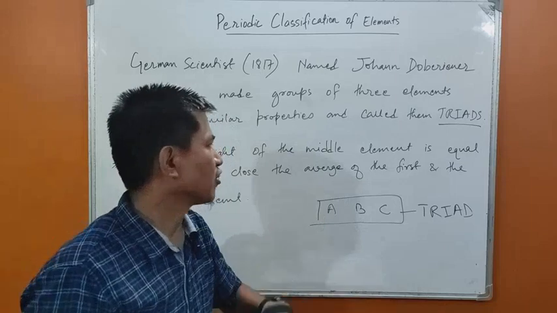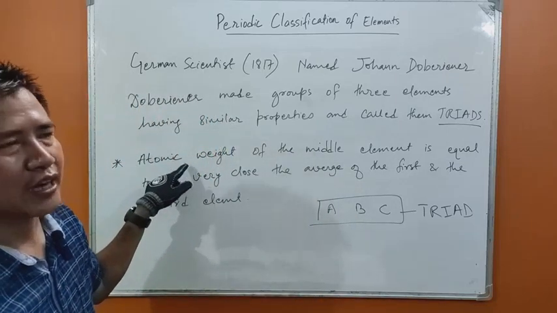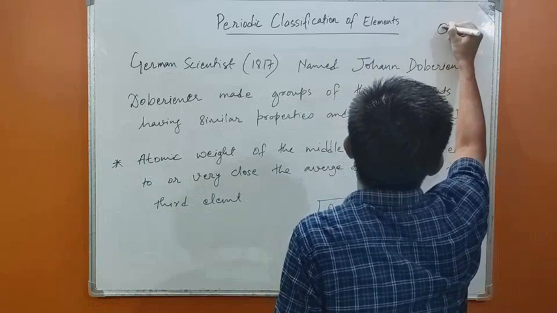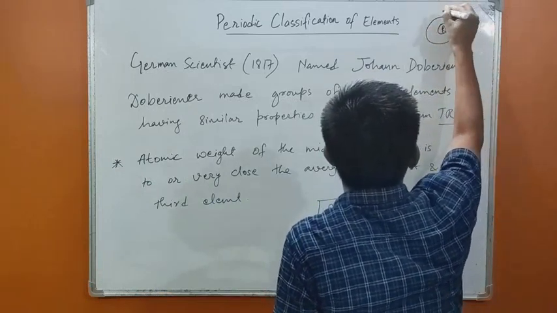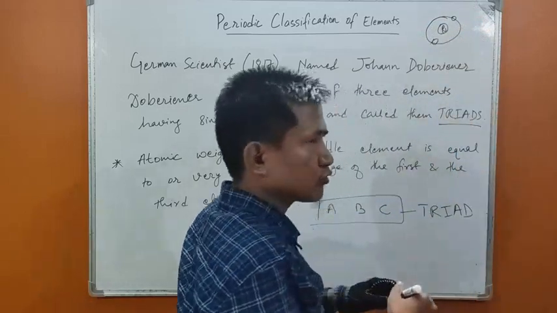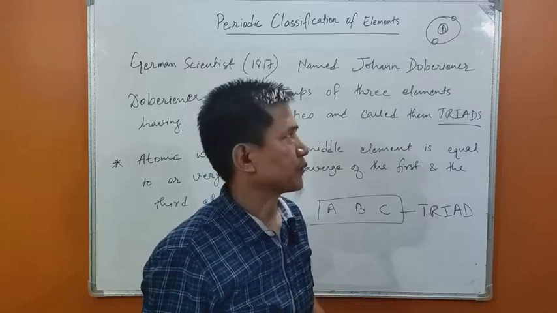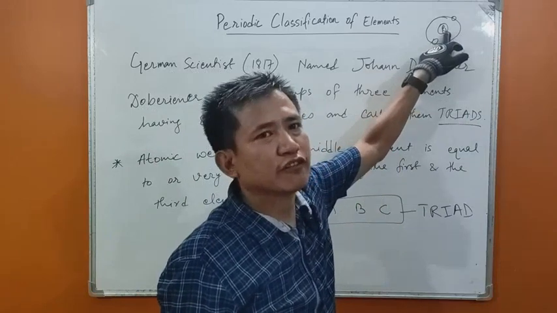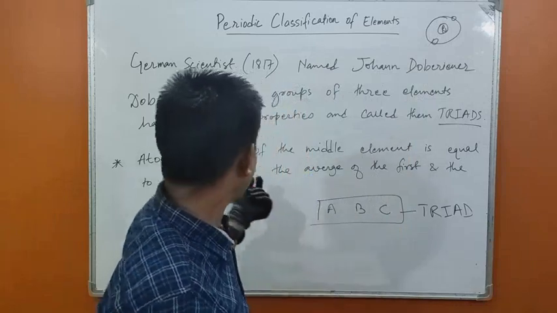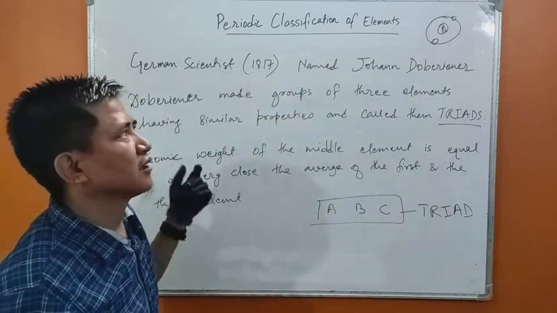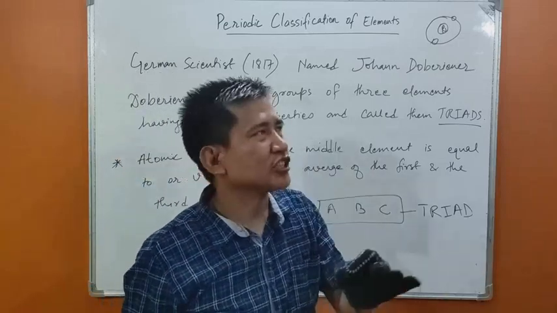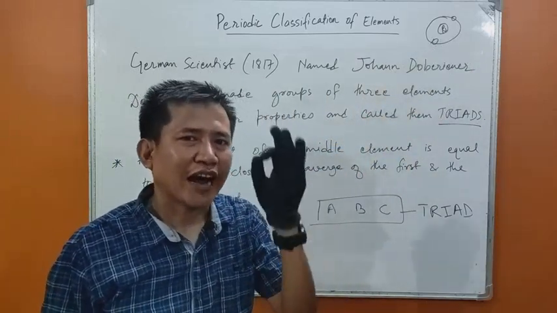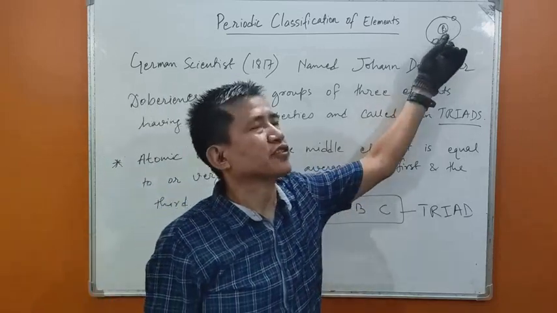Before we understand his law, let us first understand what atomic weight is. If I draw a structure of an atom, there are protons and neutrons in the center, and that is called the nucleus, and outside the nucleus electrons revolve around the nucleus in their imaginary orbits, or shells. Atomic weight, or we generally call it atomic mass, is considered to be the mass of the nucleus of the atom.